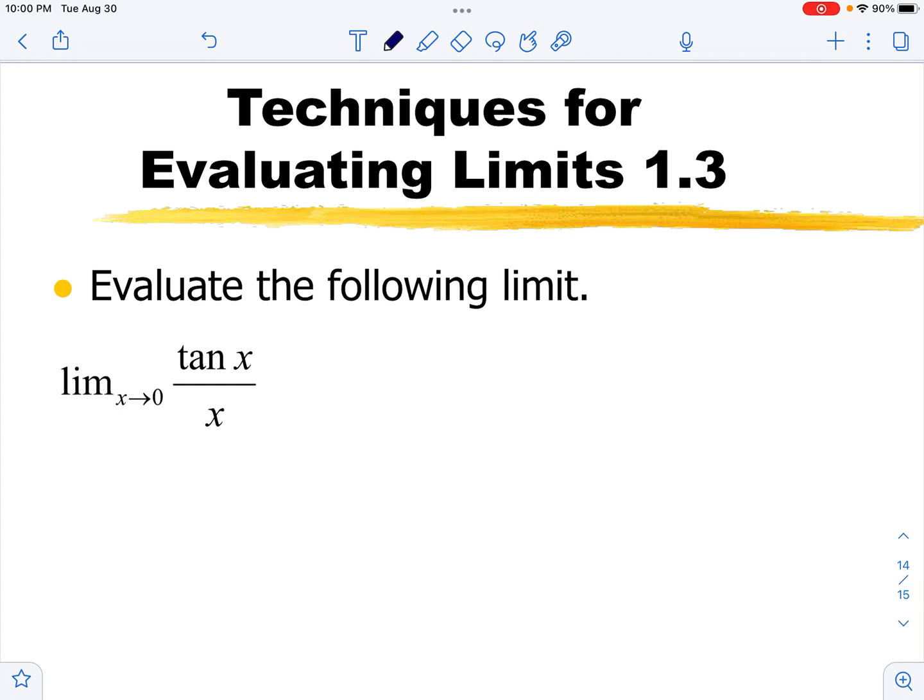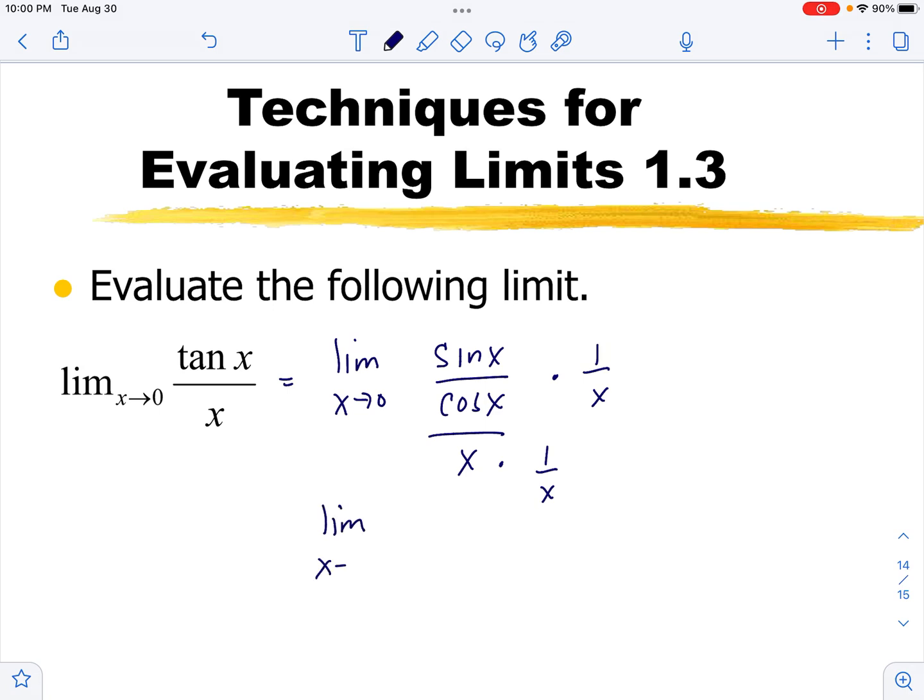Now it doesn't look like it fits anything that we have done so far. But what we can think of is going back to trig. We know that tangent is sine over cosine. So we're going to rewrite this. And then now we have a fraction over fraction. Now, we don't want a fraction over a fraction, so what I'm going to do is multiply by the reciprocal. When I do that, the denominator cancels. That leaves me with the limit as x goes to 0, and I could write this as sine of x over x times the cosine of x.